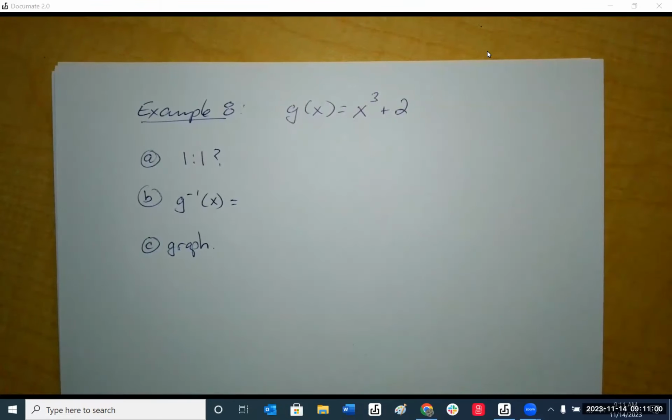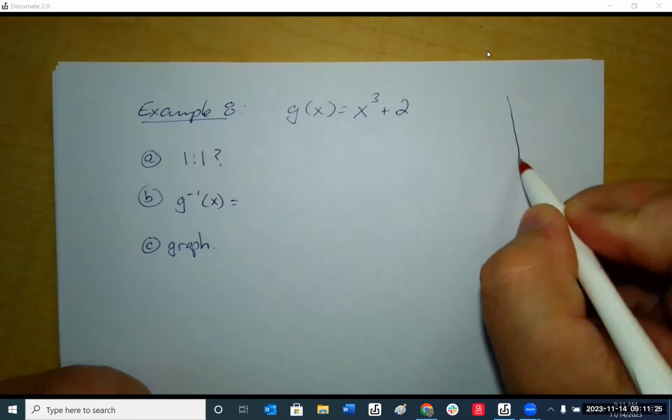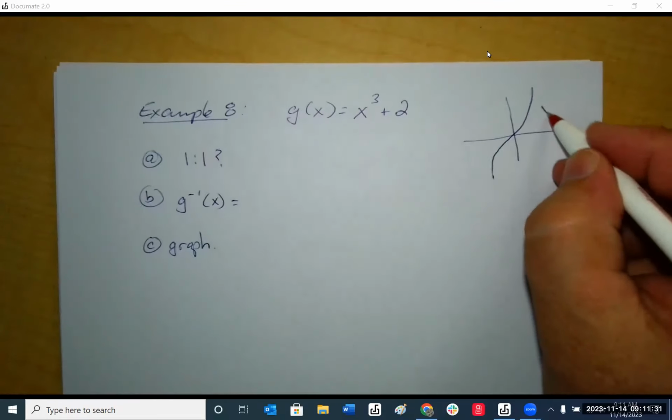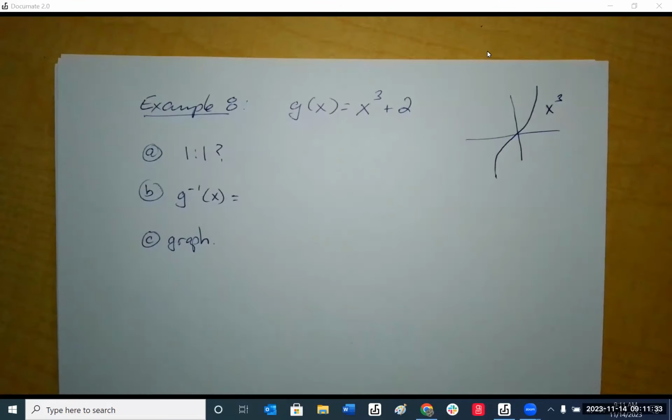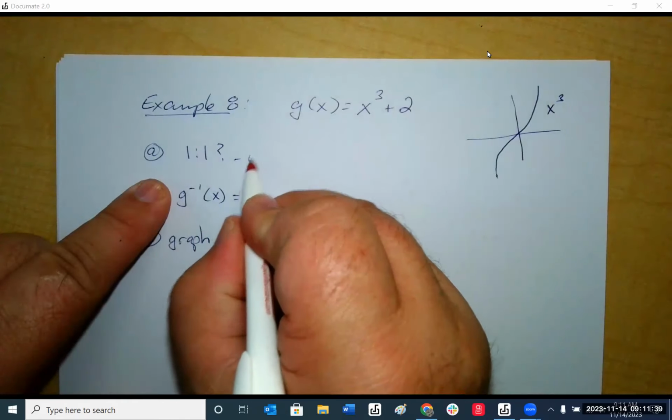So is it 1-to-1? Yes. But which ones, 10 minutes ago, did we say do not have inverses for sure? Even if they have even exponents, right? Because the graph of x cubed is an increasing function. That's x cubed. So it is 1-to-1. So yes, it is.